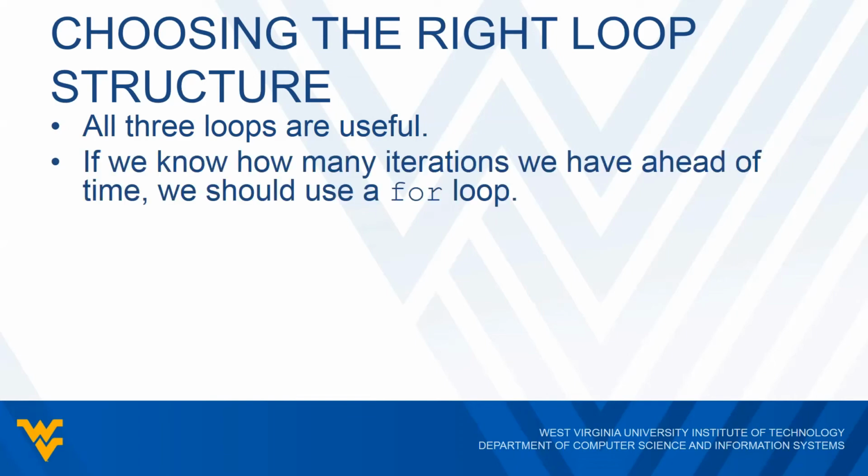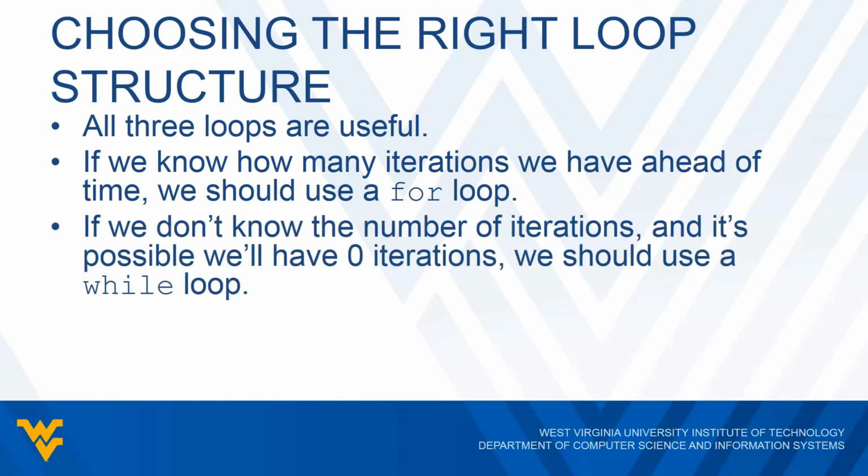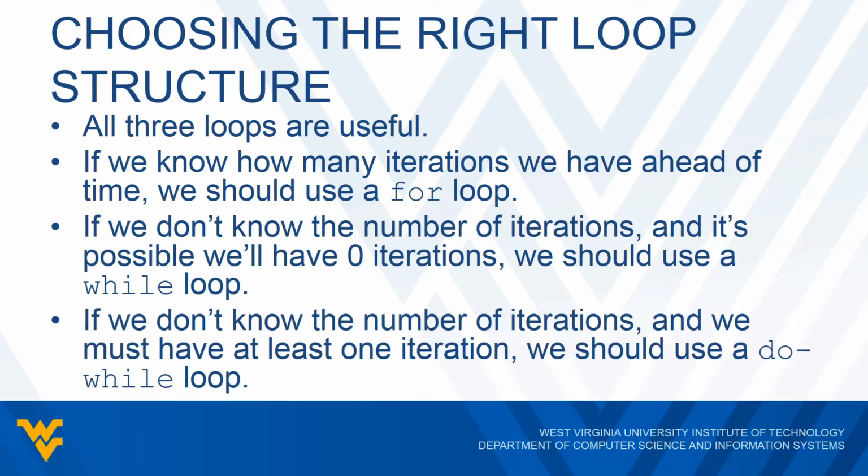You need to ask yourself, do you know how many times you need to run a loop? If you know how many iterations you're going to have ahead of time, use a for loop, because we can simply have some variable and keep incrementing it until we're done with the number of iterations. Now, let's say you don't know the number of iterations. Then you have to ask yourself, is it possible that we could have 0 iterations? We may need to run something several times, but it's possible that we may not run it at all. That's when you should use a while loop. And if you know that you're going to have at least 1 iteration, but you don't know the number of iterations, then a do while loop is going to be your best option.